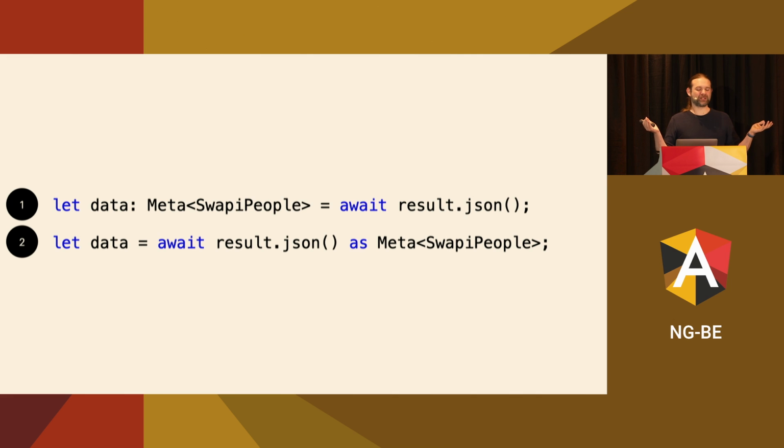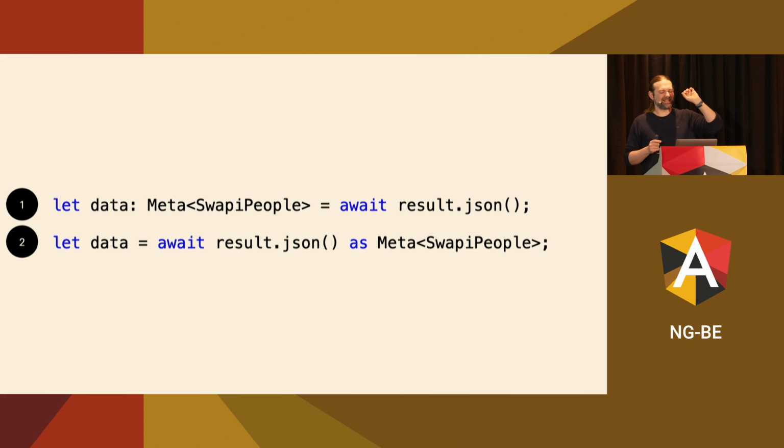Now look at those two different ways of making this call. The first one we already saw. We annotate data with MetaSwappyPeople. This is a type annotation. And the other one is interesting because here we are making a type assertion. We say as MetaSwappyPeople, to basically do the same. After that, data is of MetaSwappyPeople.